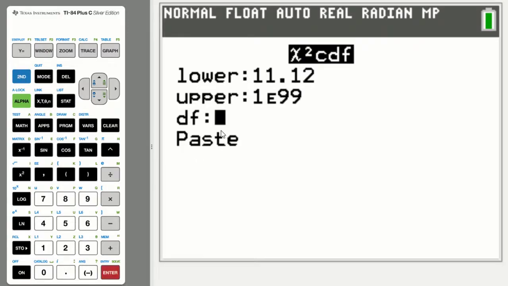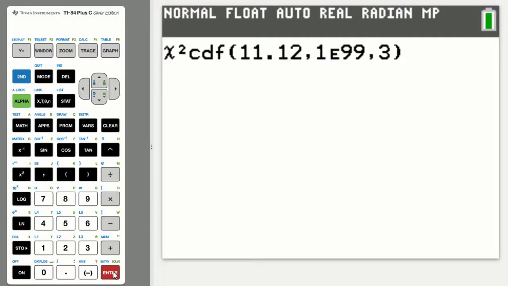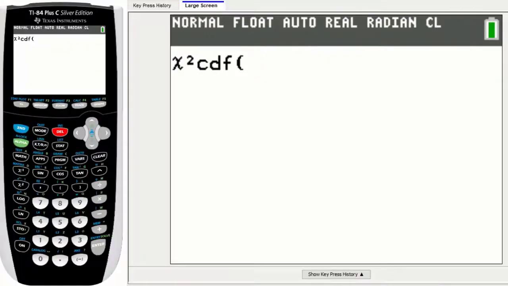We're working with degrees of freedom 3, so that's what it is. We don't need to change that. Now I'm going to hit enter a few more times, ready for executing it.